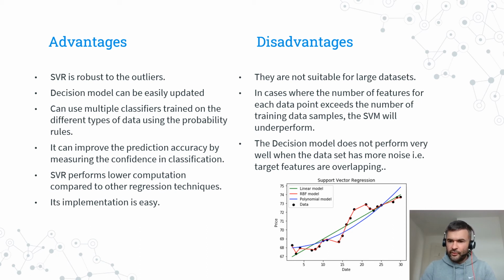So of course there's no free lunch. What are the disadvantages? They're not suitable for large data sets, and it will underperform when the number of features for a data point exceeds the number of data samples, and it doesn't perform very well when the data set has a lot of noise, for example when the target features overlap.